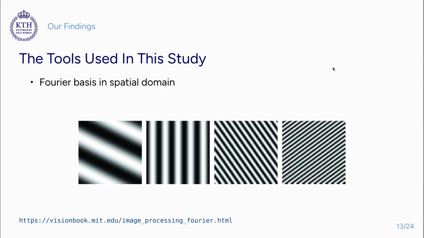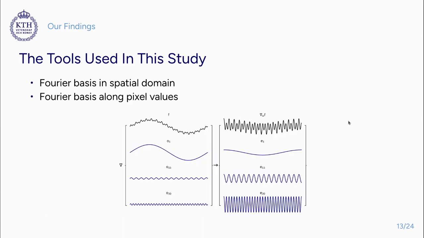in spatial domain. It means the basis of Fourier, which are cosine and sine functions, expanding in an image. This helps us to quantify variations within an image in spatial dimensions. I have put some examples of such bases in this figure. From left to right, we go from low frequency information to high frequency information. The second tool we need is Fourier basis, but this time not along a spatial domain, but along pixel values.